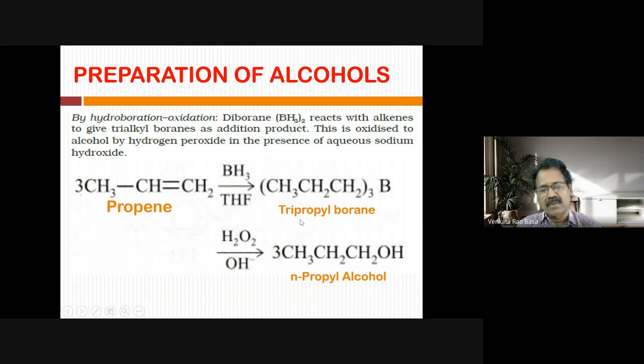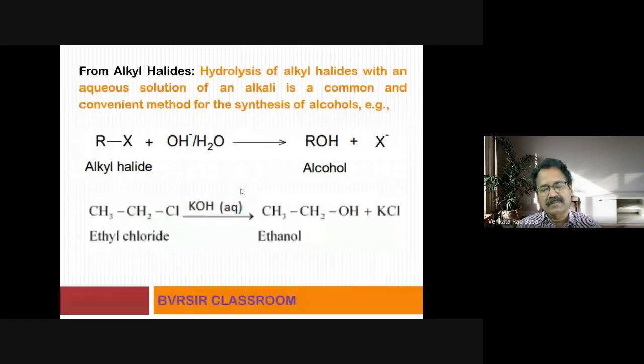Now this tripropyl borane is subjected to oxidation with hydrogen peroxide in aqueous NaOH, that is aqueous alkali medium. Then the final product is n-propyl alcohol, CH3CH2CH2OH. This is a very, very important method of preparation of alcohols, the hydroboration oxidation reaction.